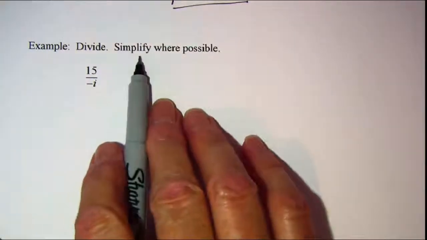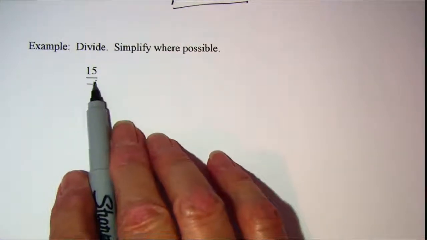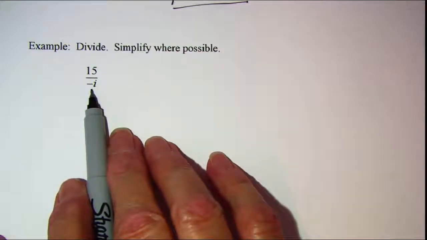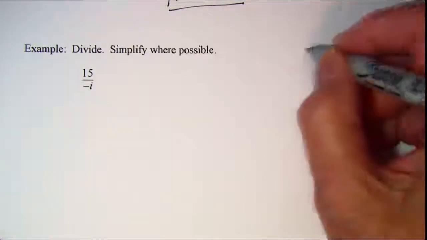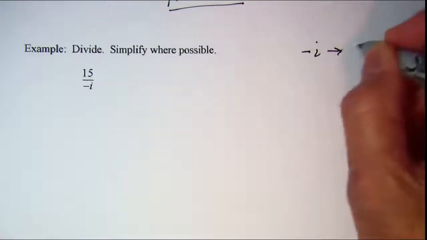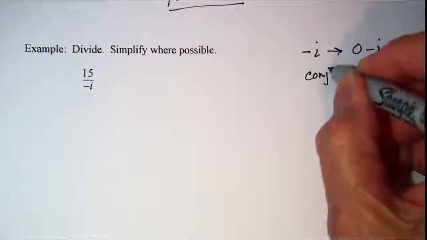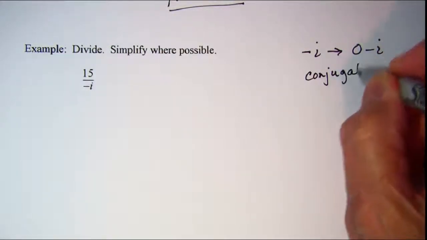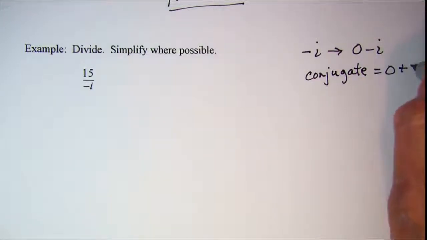Do another example. We're asked to divide and simplify where possible. Now on this one, notice that I don't have a binomial. I can still think in terms of its conjugate though. If I have just negative i, that's the same as 0 minus i. So its conjugate will be 0 plus i or just i.